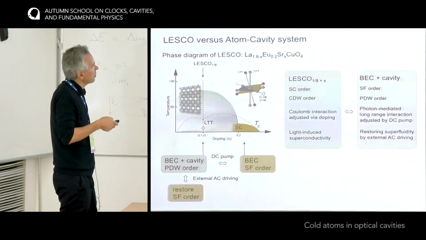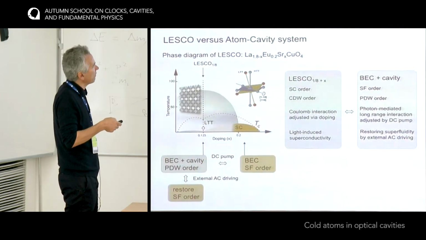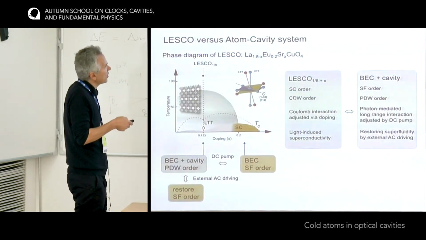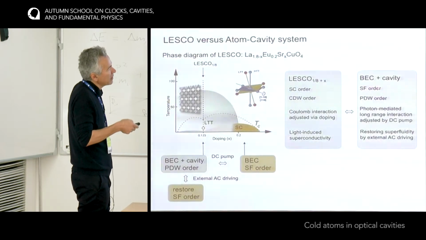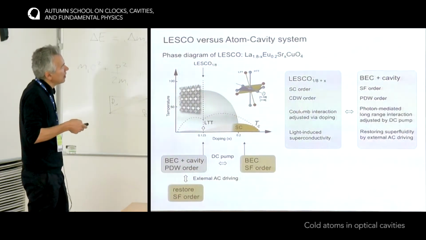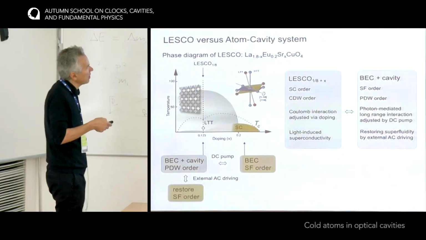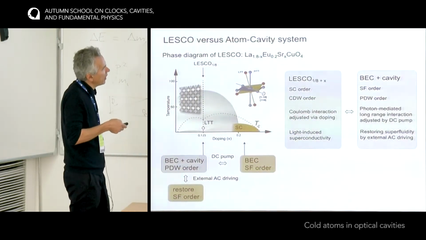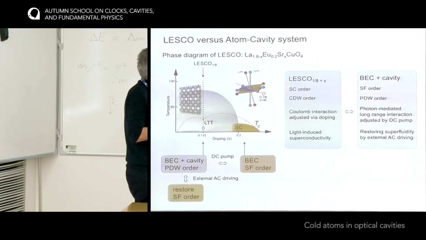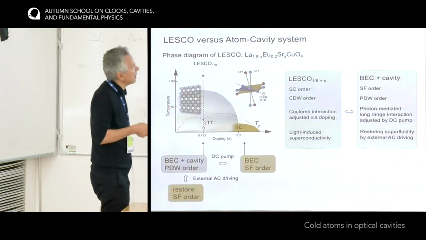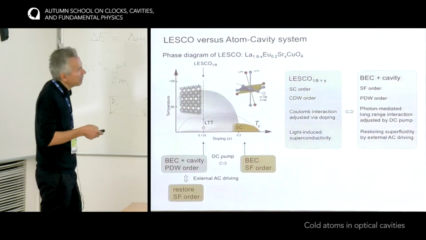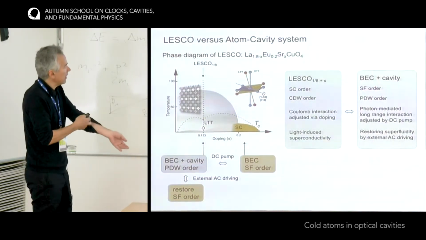So here you see sort of putting the two systems together. On the left side, the LESCO system. On the right side, the BEC plus cavity. In the LESCO system, we have superconducting order and charge density wave order. And here we have superfluid order. This is the non-scattering phase, and particle density wave order. That's the self-organized phase. And in the LESCO system, it's Coulomb interaction that you can adjust via doping that brings about the charge density wave order at a certain doping, whereas in the BEC cavity system, we have a photon-mediated long-range interaction, which we adjust by the DC pump. That's the analogy. And then the interesting question is, on the left-hand side, light-induced superconductivity, does it have an analog in our system with the BEC in a cavity?